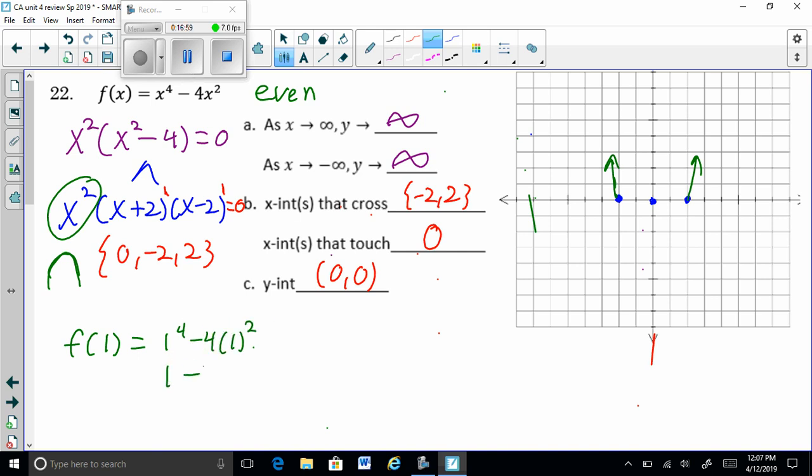So I ended up getting 1 take away 4, which is -3. And that will be the result for f of -1 also. F of -1 is also going to turn out to be -3. Go ahead and plot that down here. Let's do it in a different color so you can see it a little bit better, because I'm going to draw the line green.